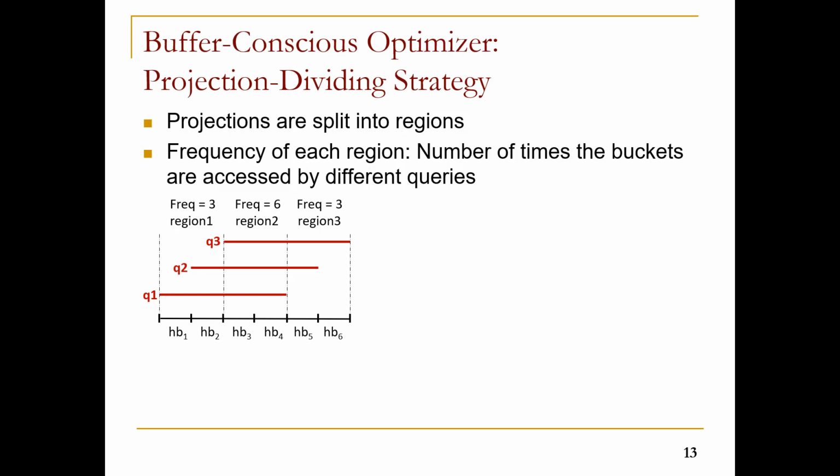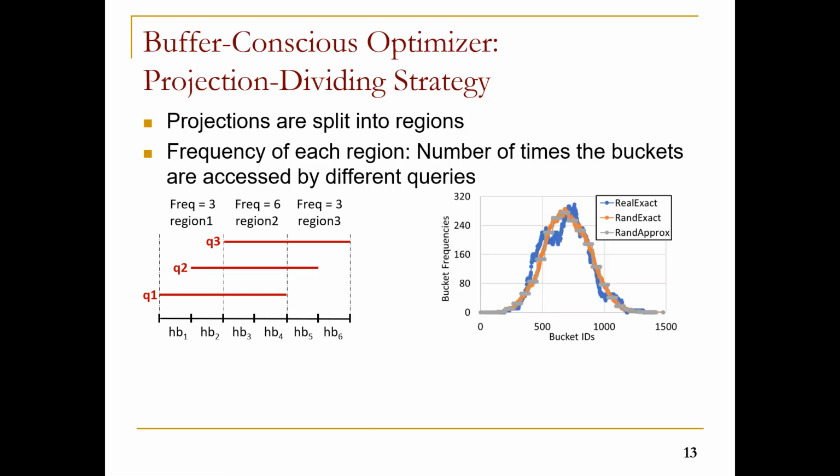By doing this strategy, we can make sure that we would be able to process and calculate the frequencies in the offline phase, and use random queries in the offline phase to estimate the frequency of each region. We compared the exact frequencies for the real queries with exact frequencies of random queries and also approximate frequencies of random queries in one projection. And the chart on this slide shows how close our approximation is to the actual frequencies.